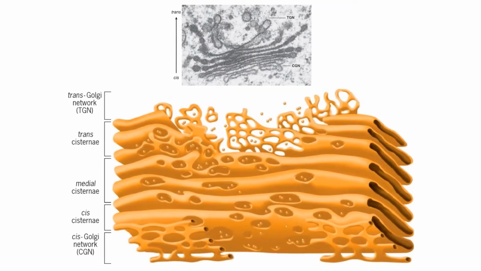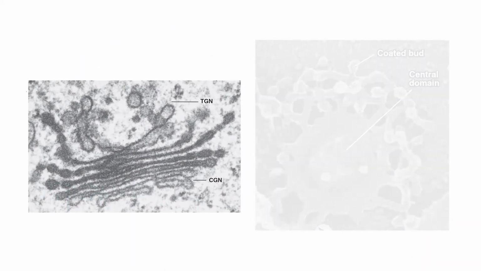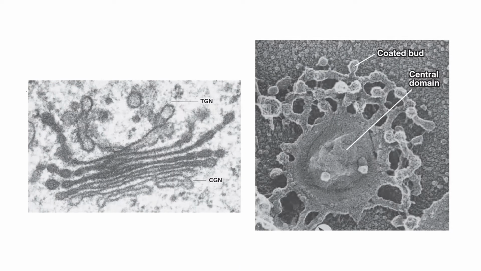So here's another illustration of the Golgi apparatus. Here is a top view. I think this is a top view of the Golgi apparatus. Notice how it's circular in shape. The membranes are flattened, viewed from the side, but viewed from the top or from the bottom, they are circular in shape. And notice on the sides, there are these buds that are starting to form vesicles from the central disc that we see here, the central domain.